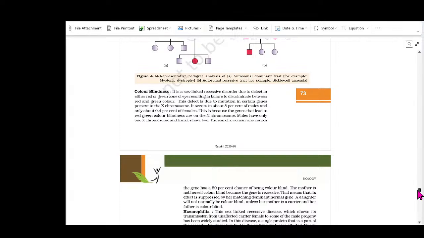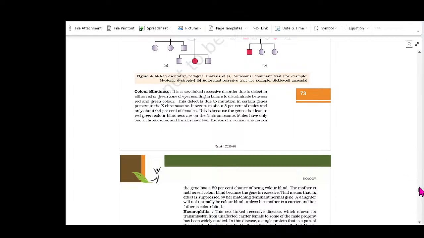Color blindness. It is a sex-linked recessive disorder due to a defect in either the red or green cone of the eye, resulting in failure to discriminate between the red and the green color. This defect is due to mutation in certain genes present in the X chromosome. It occurs in about 8% of males and only about 0.4% of females. It is because the genes that lead to red-green color blindness are on the X chromosome. Males have only one X chromosome and females have two.